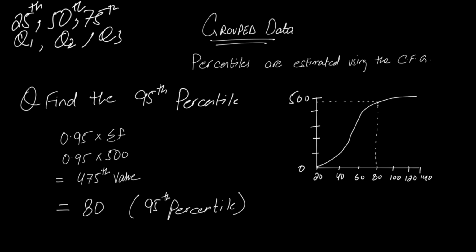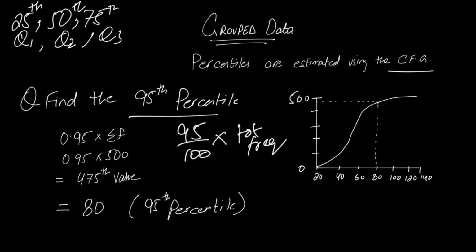Okay, so in grouped data, how do we find the percentiles? Basically we have a CFG, a cumulative frequency graph, and we are supposed to find a percentile. So we divide the percentile we're supposed to find by 100, and multiply it by the total frequency. Okay, so we get a value, for example, the 475th value. So we again trace the 475th value, see where it meets the curve, and find the corresponding value on the x-axis, which is 80 in this case. So 80 is basically the 95th percentile in this grouped data.